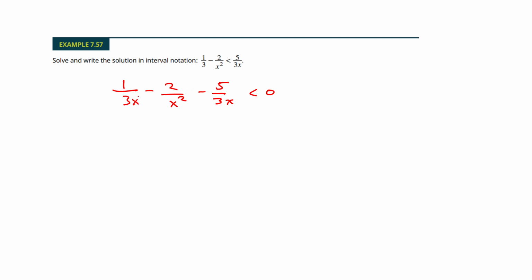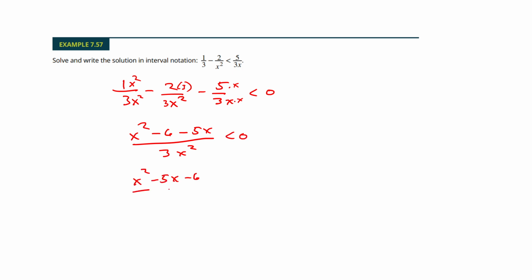He needs an x squared, but if I give it to the bottom, I've got to give it to the top. He needs a 3, so if I give it to the bottom, I've got to give it to the top. And he needs another x, but if I give it to the bottom, I got to give it to the top. So I've got x squared now minus 6 minus 5x all over 3x squared is less than 0. Now this is out of order, so we're going to always just go descending order on the degrees of the exponents. Okay, now we're set up ready to go.